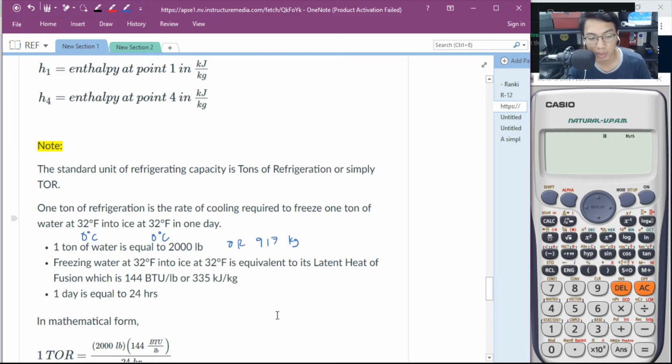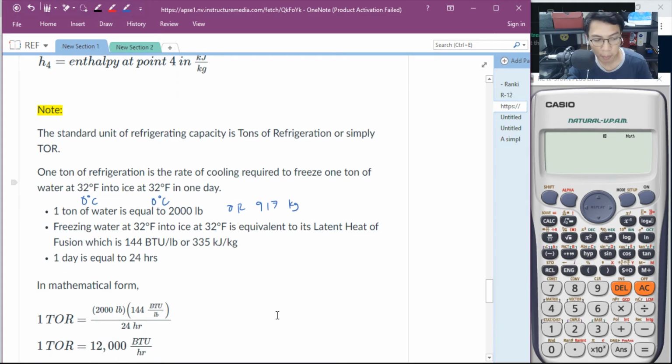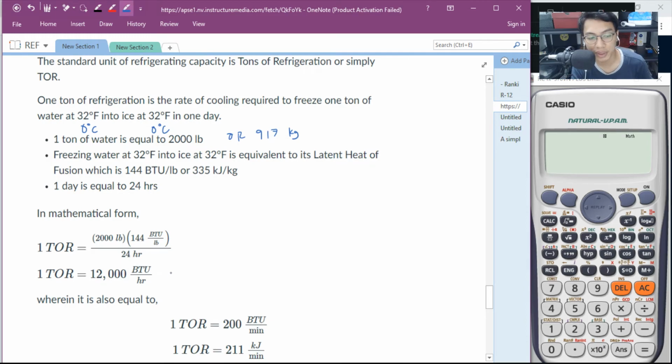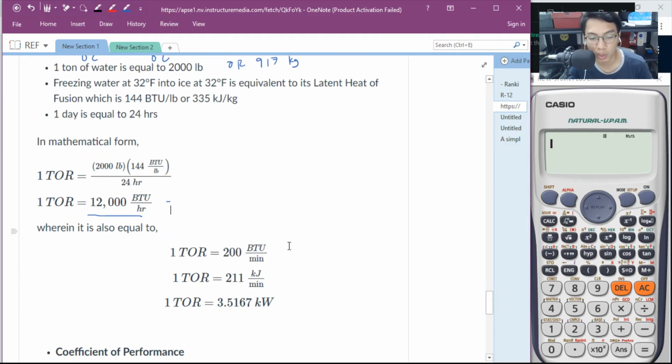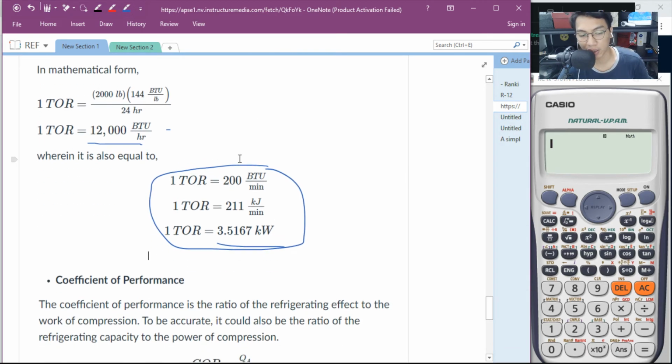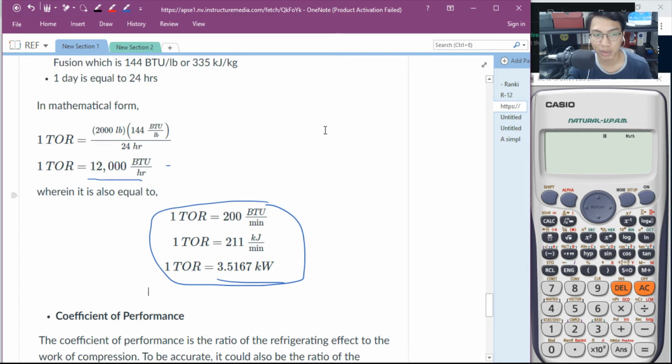1 day is equal to 24 hours and 1 hour is equal to 3,600 seconds. In mathematical form, 1 ton of refrigeration is 12,000 BTU per hour or 200 BTU per minute or 211 kilojoule per minute or 3.5167 kilowatts. Ito lang naman po yung kanyang conversion factor. Now, we'll talk about the coefficient of performance.